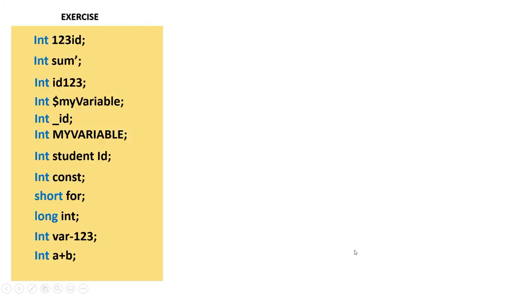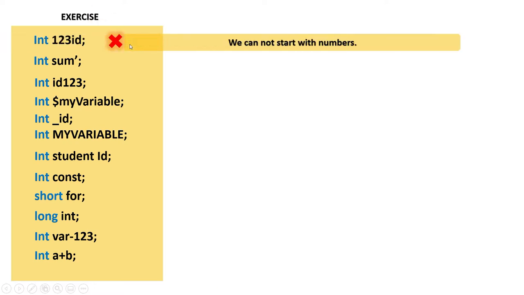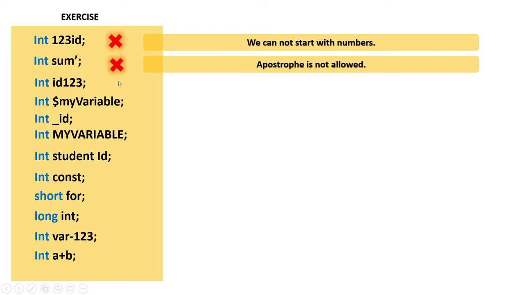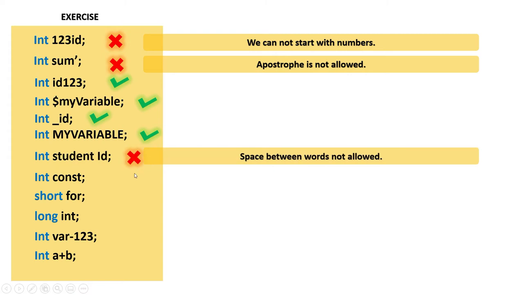Let's see examples. So int 123 ID. This is invalid because we cannot start with numbers. This is invalid because apostrophe is not a valid symbol. This is valid because dollar signs are allowed. Underscores are allowed. And this is invalid because there is a space between the words. No space is allowed between words.